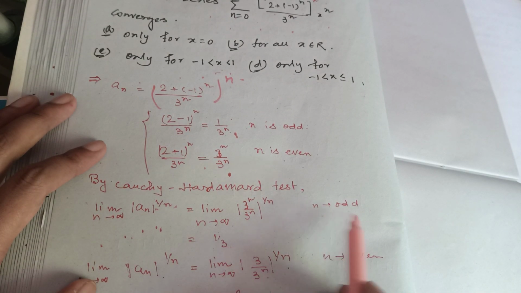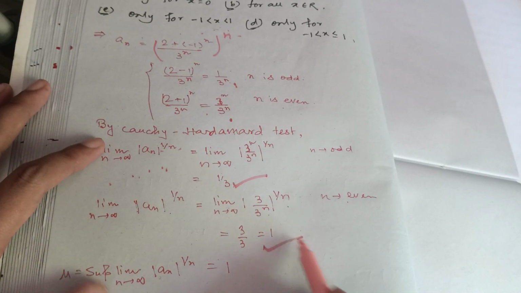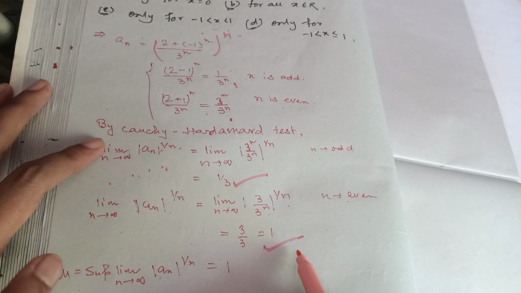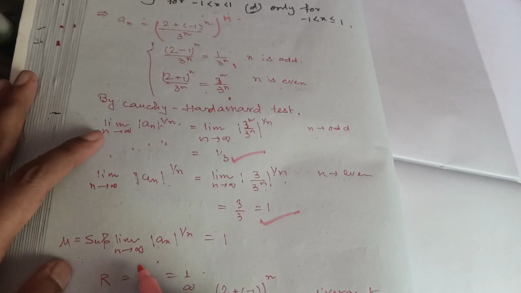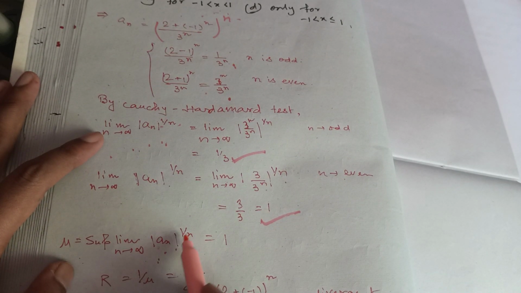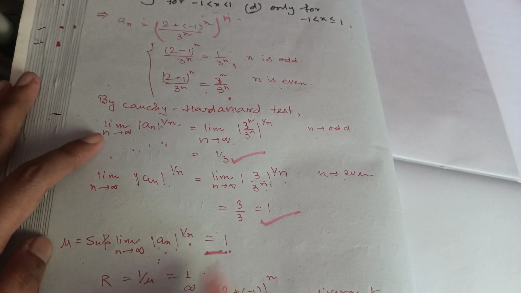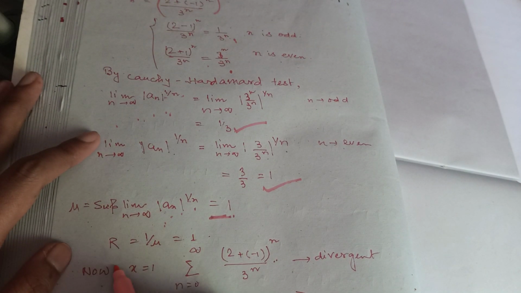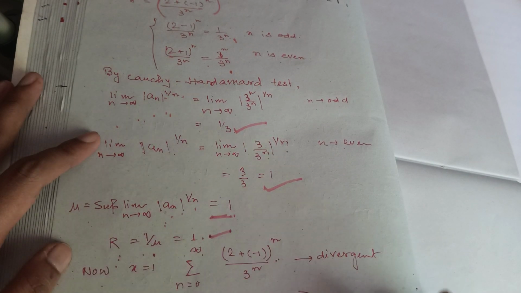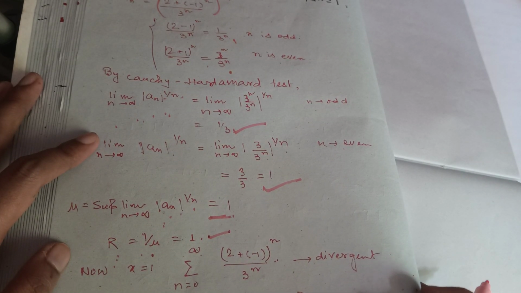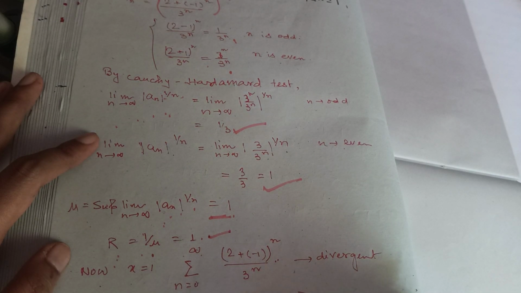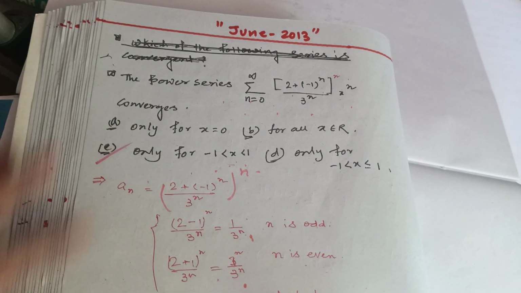So when n is odd, we get 1/3. When n is even, we get 1. So mu, which is the supremum of the limit as n tends to infinity of mod an to the power 1 by n, is 1. So this is mu, and the radius of convergence r is equal to 1 by mu, that is 1. So the interval exists from minus 1 to 1. It is clear to everyone, and so here option C is correct.